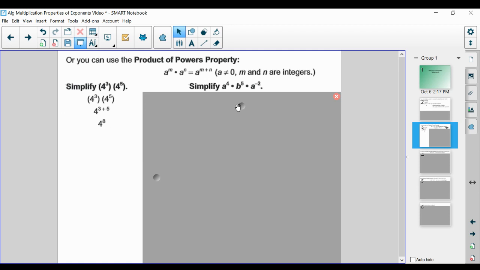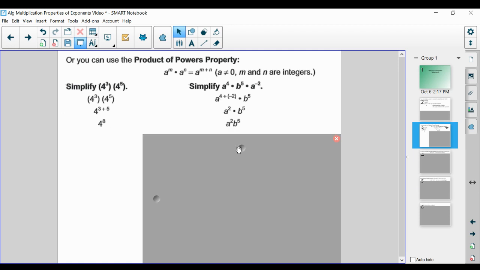But let's talk about simplifying a to the fourth times b to the fifth times a to the negative second. Well, we have the same base of a that appears twice. We have a to the fourth and a to the negative second, so we can add them together. A to the 4 plus negative 2 times b to the fifth. Well, 4 plus negative 2 is 2, so a squared. Therefore, it's a squared times b to the fifth. We can just bring it together, without writing out the times. We just want a squared b to the fifth.